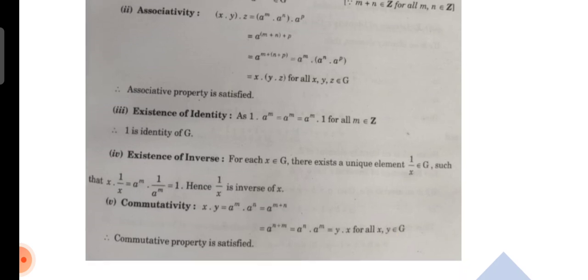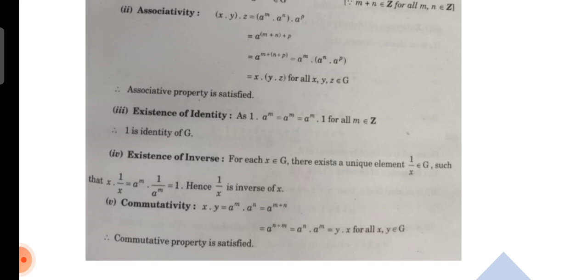Next is existence of inverse. For each element of G, let's take x, there exists a unique element 1/x belonging to G, such that if we multiply x into 1/x, we get a^m into 1/a^m. So we get our identity element 1. So 1/x is the inverse of x. So for this set G, we get an inverse element for each and every element of G. So it satisfies the fourth property.